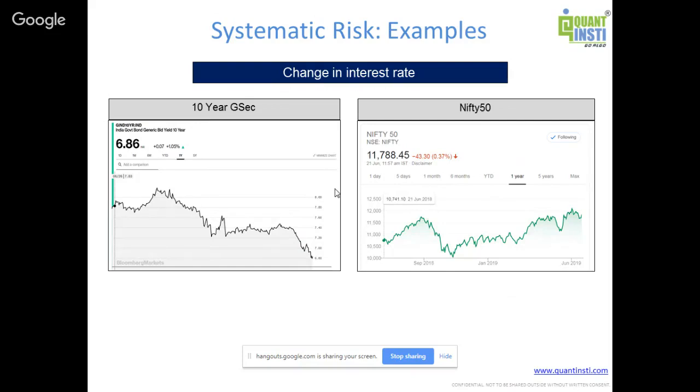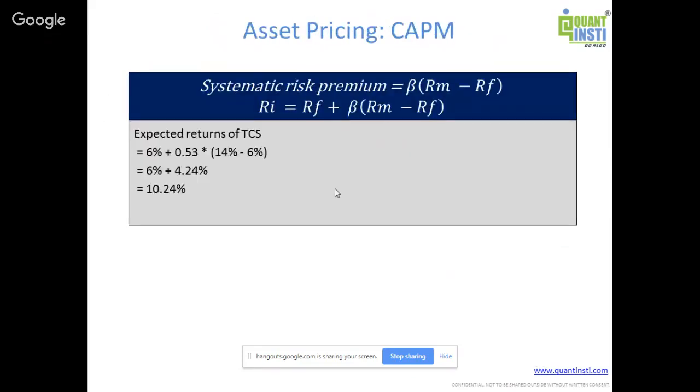So for that, it says what is the sensitivity of your stock to the market. So we understand if market rises by 1%, TCS typically rises by 0.53%. Based on that, this famous model says the expected return from TCS is 10.24%. Okay. I hope that answers your question. Thank you.